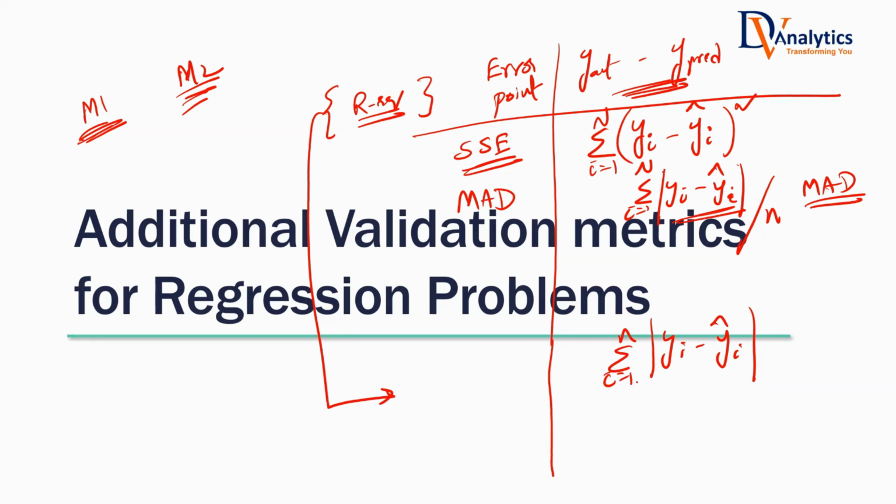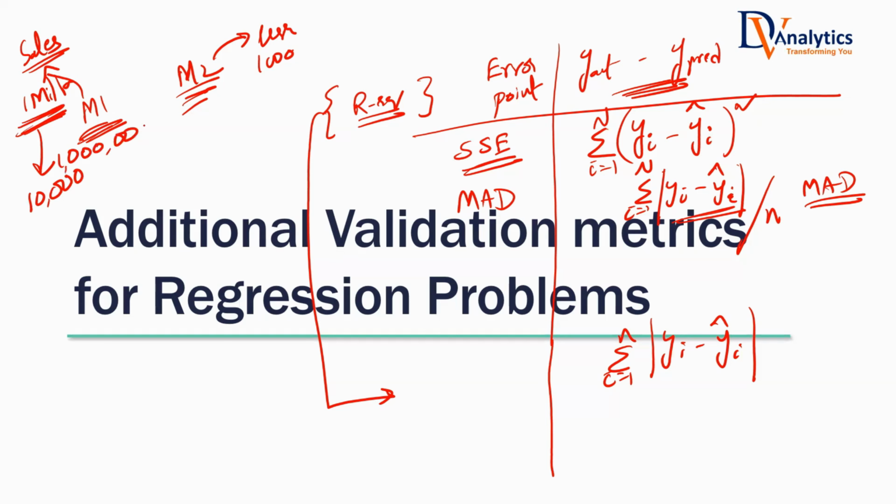Now, let us suppose model M1 was predicting some kind of sales, but the sales was in millions. Model M2 is predicting some kind of users, and users are in thousands. Now, imagine mean absolute deviation here is actually 10,000. The original sales value is in millions. When you compare to a million, a deviation of 10,000, is it a big deal? When you compare to a million, a deviation of 5,000, is it a big deal?